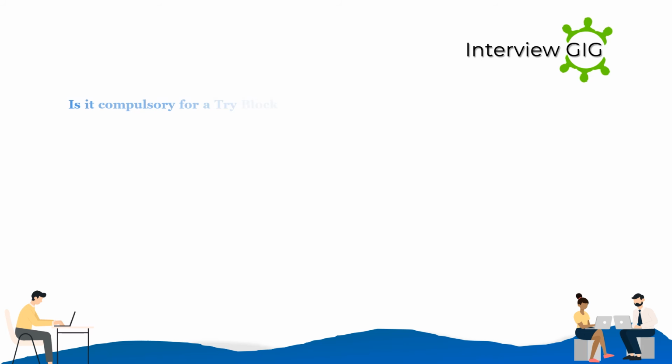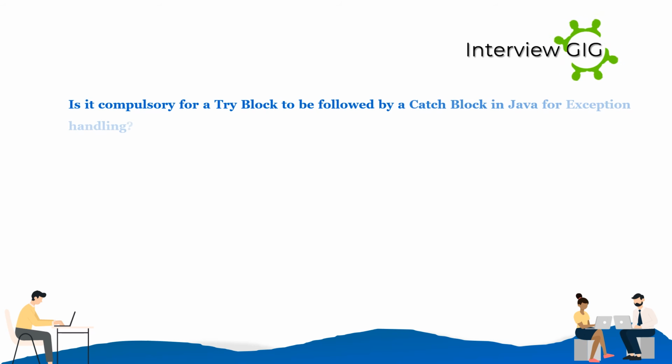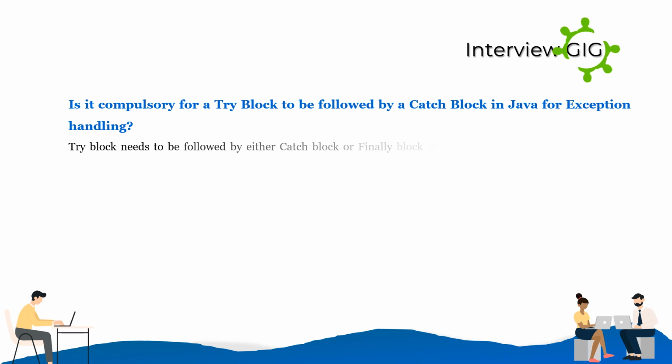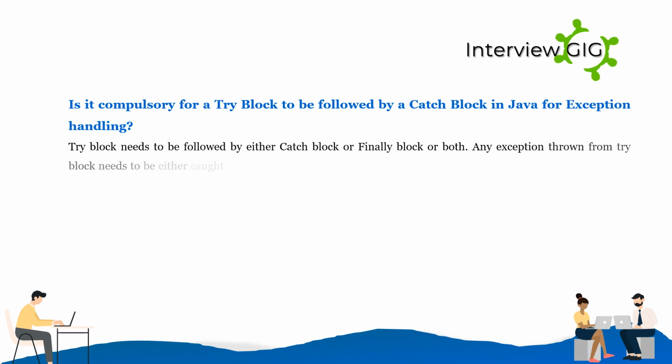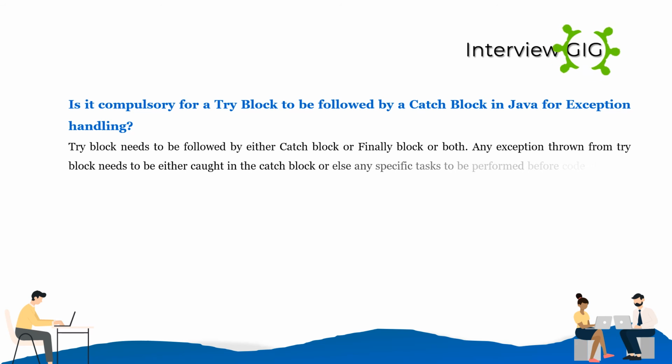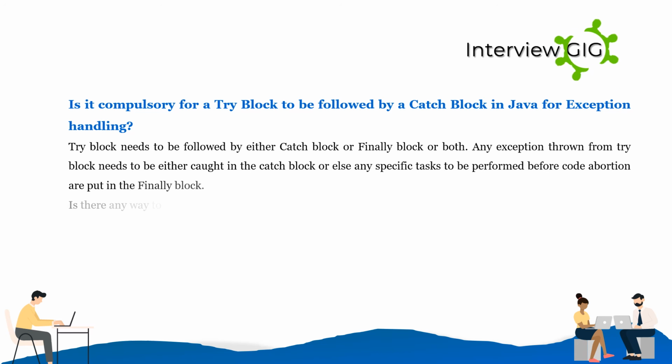Is it compulsory for a try block to be followed by a catch block in Java for exception handling? Try block needs to be followed by either catch block or finally block or both. Any exception thrown from try block needs to be either caught in the catch block or else any specific tasks to be performed before code abortion are put in the finally block.